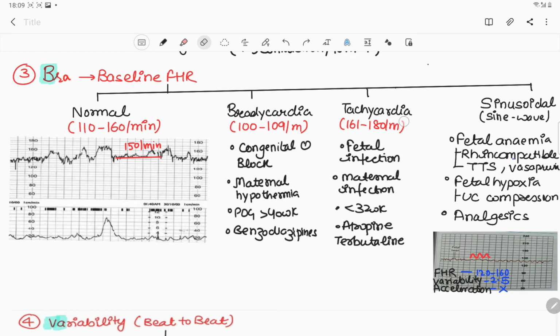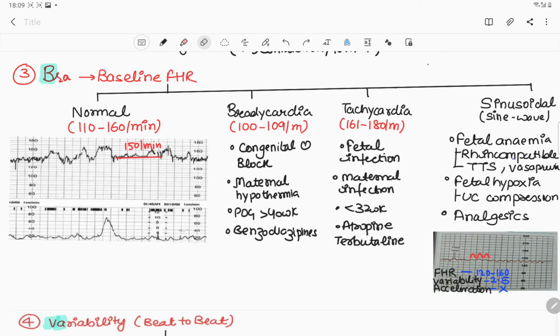Tachycardia is when the fetal heart rate lies between 161 to 180 beats per minute. It occurs during fetal infection, maternal infection like chorioamnionitis, which is the most common indication, when gestation is less than 32 weeks, or if the mother is on atropine or terbutaline.